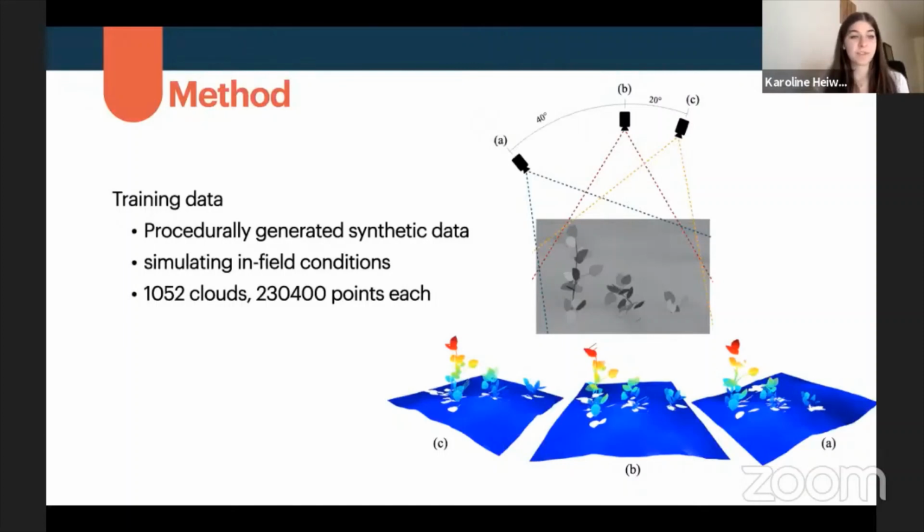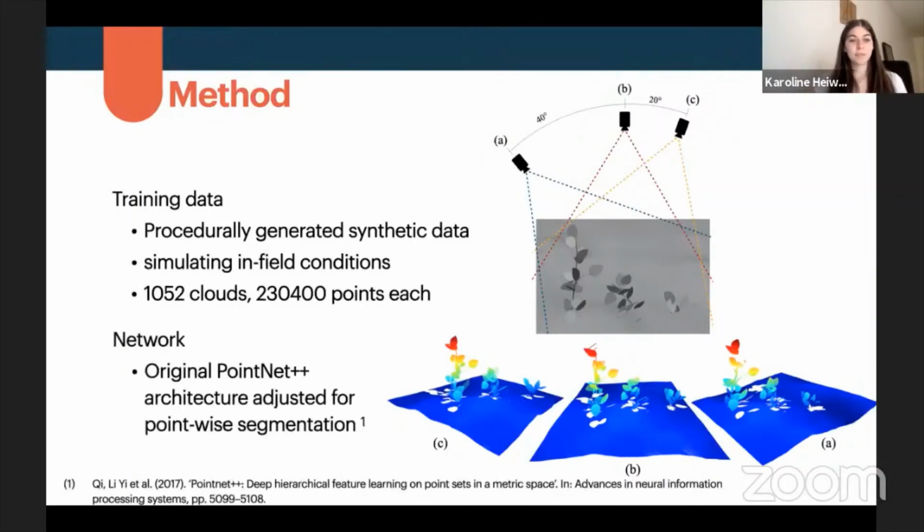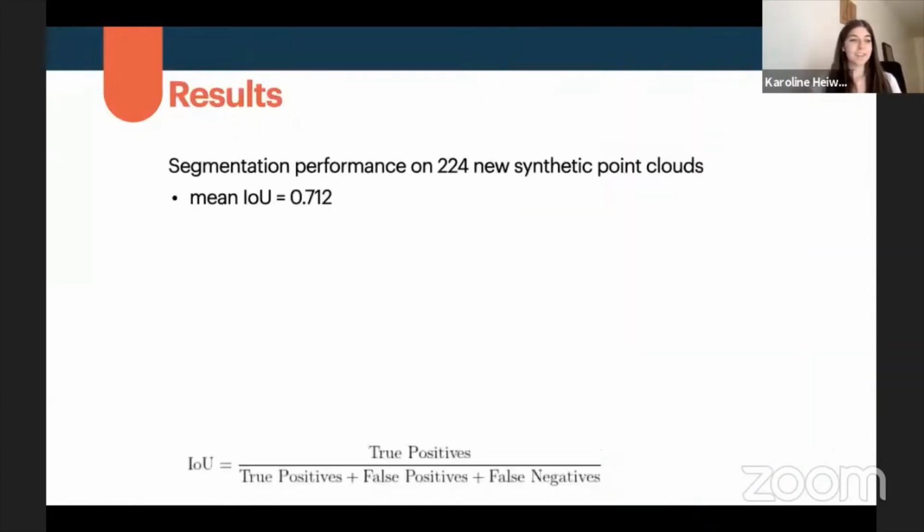So the network we then trained on this synthetic data is the PointNet++ architecture adjusted for point-wise segmentation, fully with the original parameters that were introduced in the paper cited below. So once trained, we performed a quantitative evaluation using more of our synthetic data. And on that, overall, the network achieves a mean intersection over union ratio of 0.712, which, just to put that into context, is roughly comparable to the performance of the same network in some other applications.